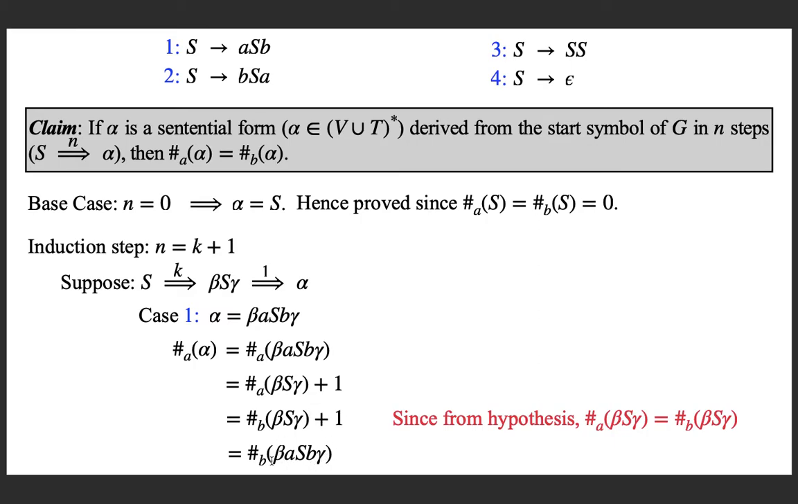And what is this? You look at this. This is exactly alpha. So we proved that this is the number of b in alpha. This is exactly what we wanted to prove. So case 1 is done.